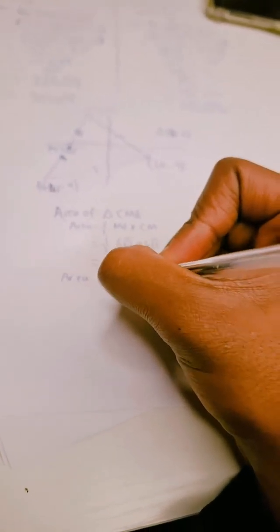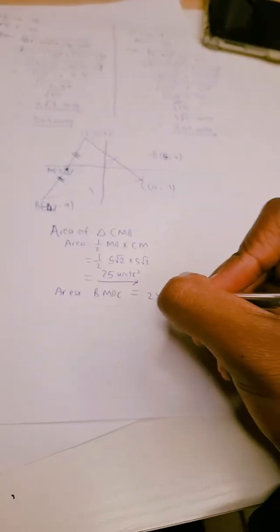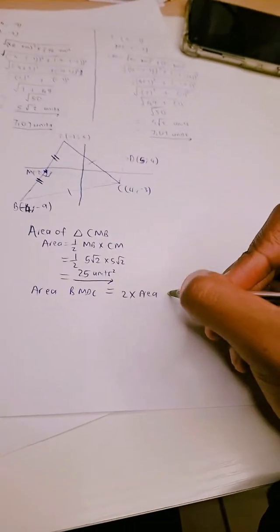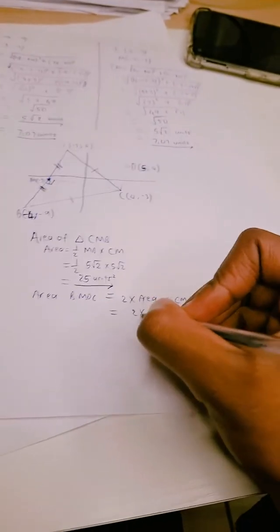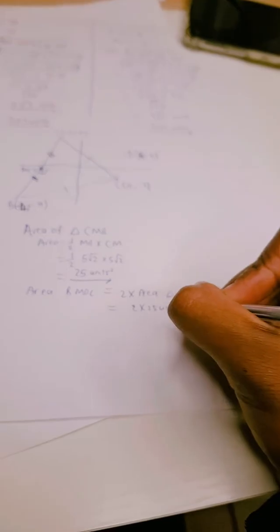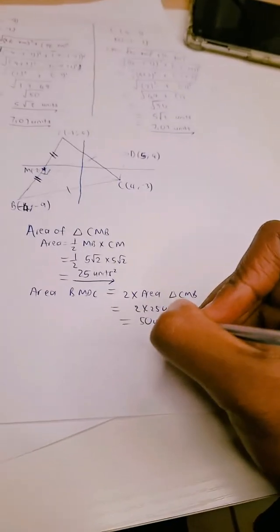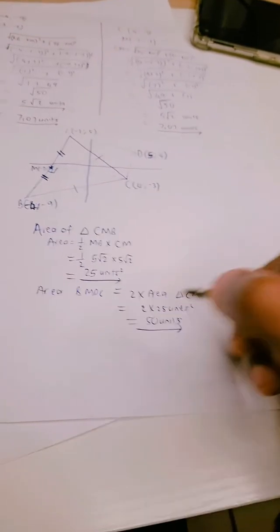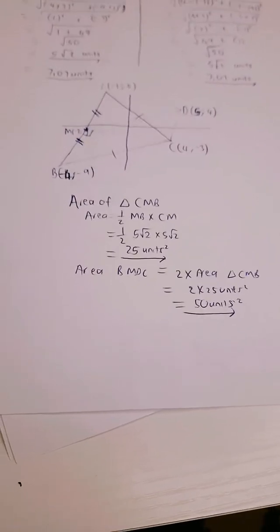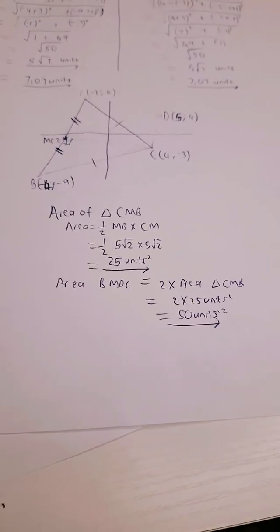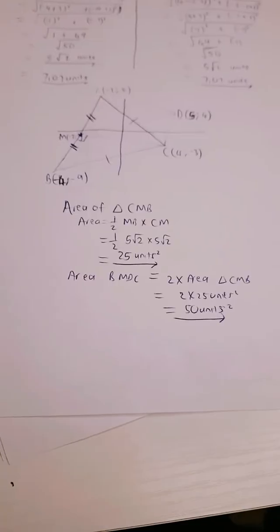So area of BMDC will be equal to 2 times the area of triangle CMB. So we can say 2 times 25 units squared. That will give us 50 units squared. And that is a very good outcome to have had about the quadrilateral BMDC. And we are very happy people, because it is happiness that we seek and nothing else.